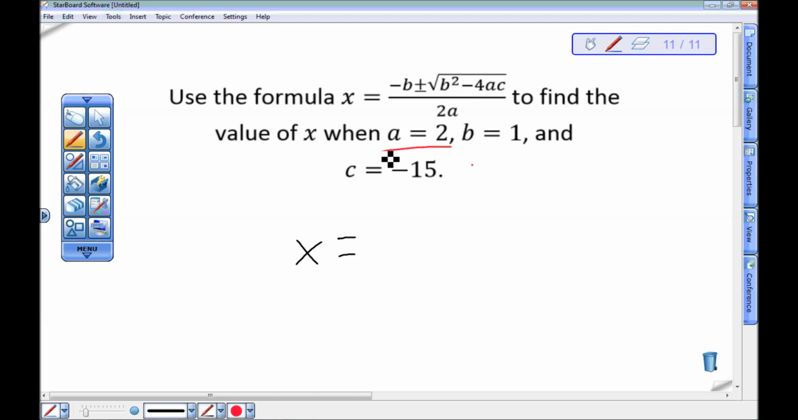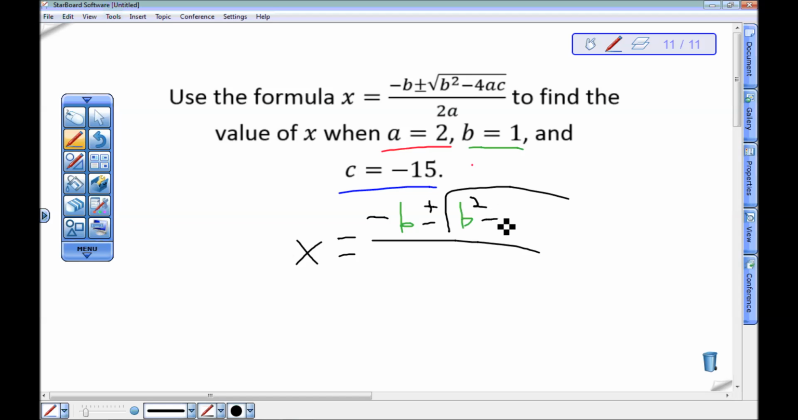So I've got a is 2, b is 1, I went color crazy there for a second, and c is negative 15. So I'm going to rewrite this. This is negative b plus or minus the square root of b squared minus 4 times a times c all over 2 times a.